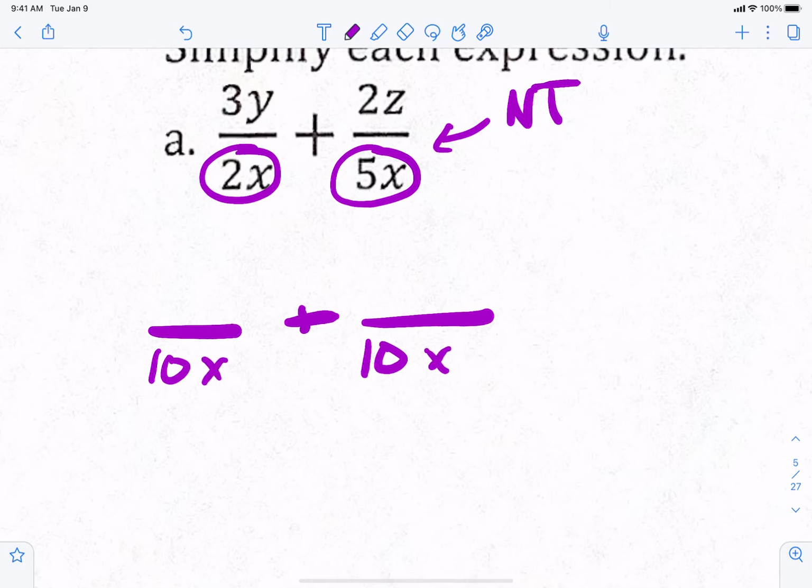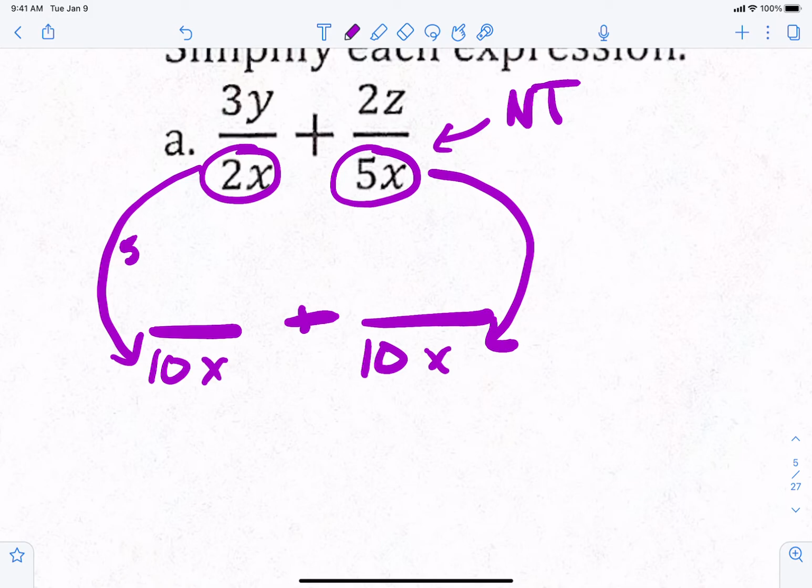So looking at this, does 2x go into 10x? Yes. What do you have to multiply the 2x by to get 10x? 5. I'm erasing. We have to multiply by 5. Okay. Does 5x go into 10x? Yes. What do you have to multiply by? 2. Okay. So we're at this point, yeah?